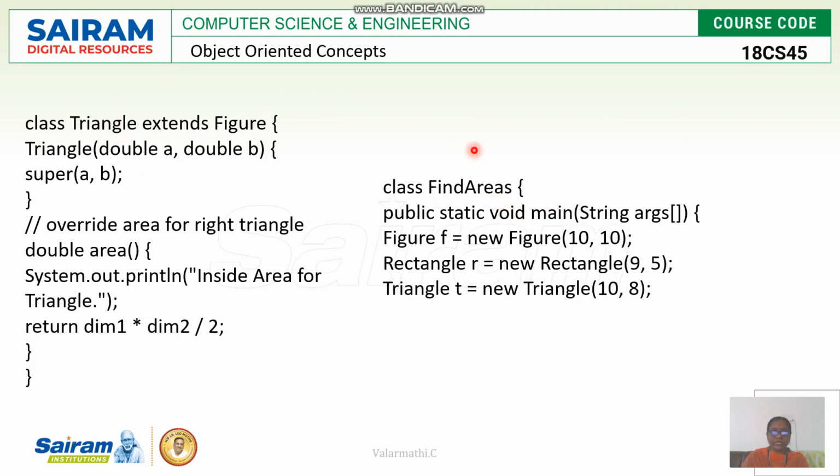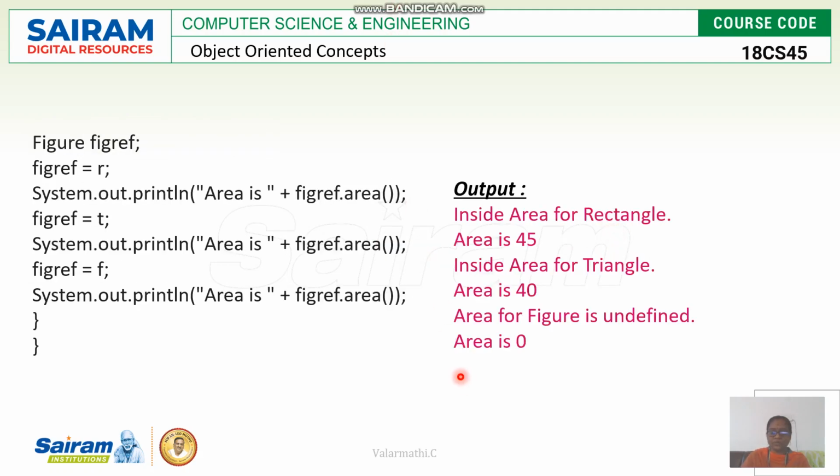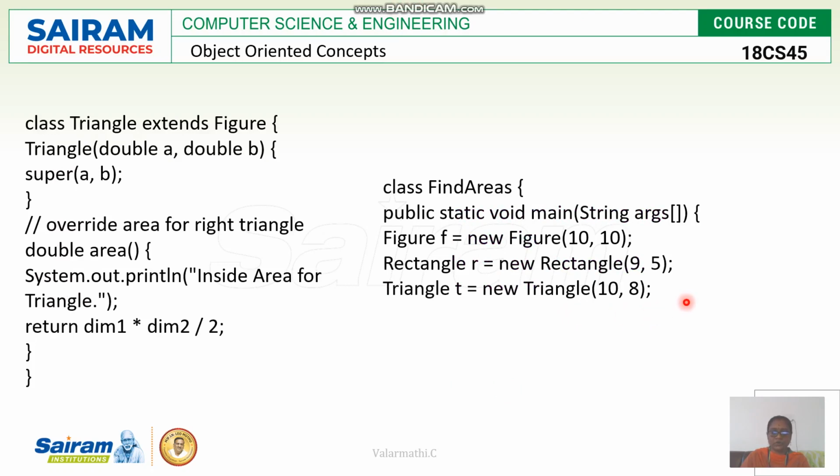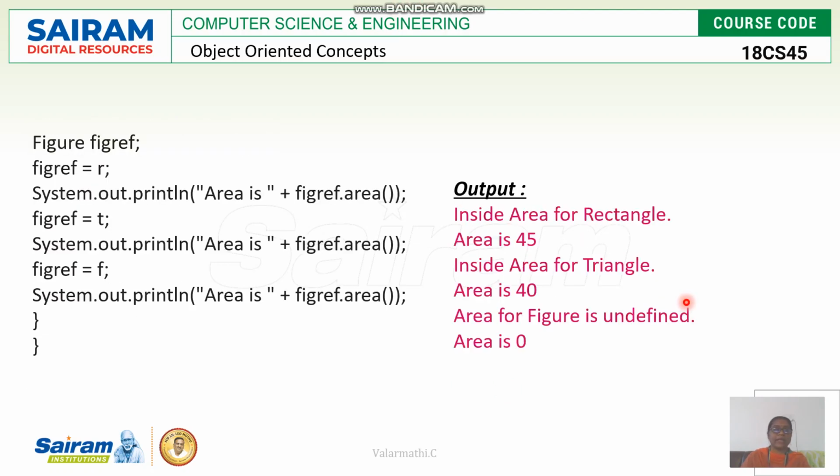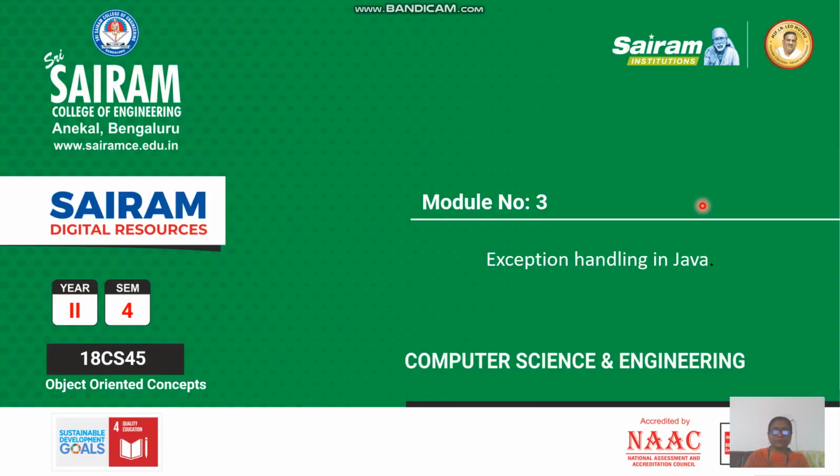Then when we want to check these classes with the FindAreas main class, Figure F is the superclass. For that, one object F is created with the values 10, 10. Then Rectangle R is also created with the values 9, 5. Triangle is also invoked with the values 10, 8. Now see the output. Inside area of rectangle, area is 45 is calculated. Inside area of triangle, area is 40 is calculated. Inside the figure, it is undefined, so at that time area will be 0.